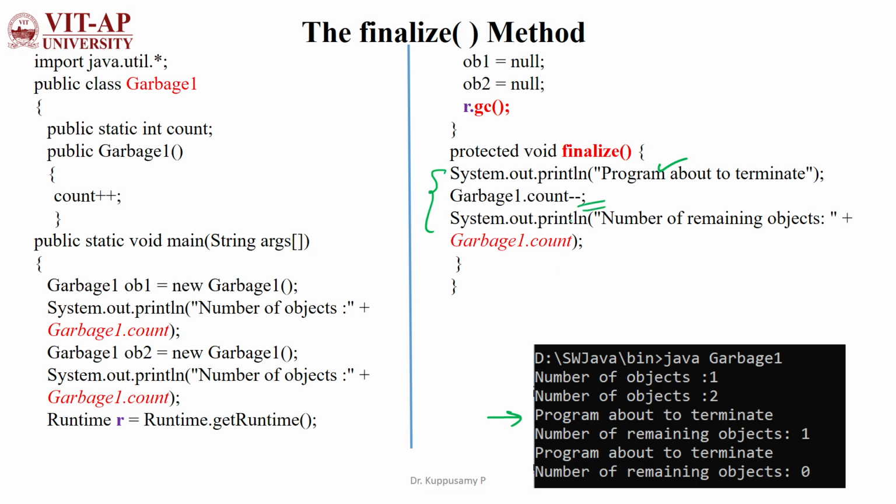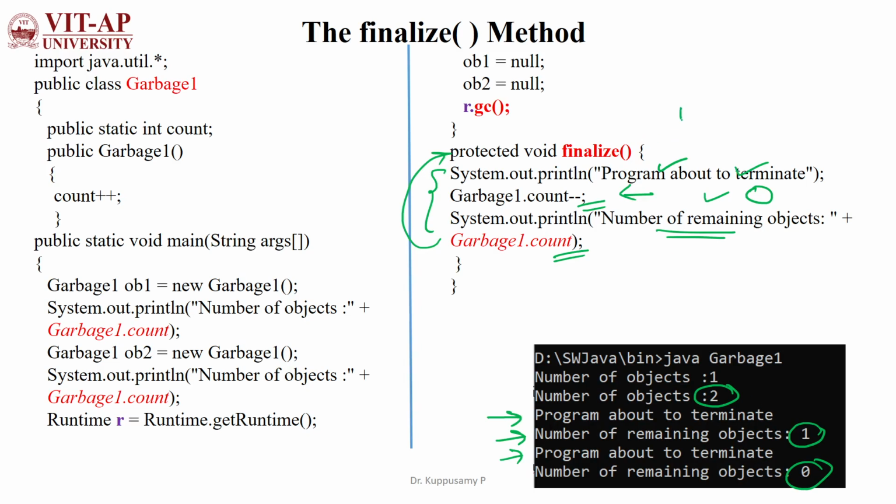Then we are decreasing the count of the variable. The count of the variable is now 2. Then we are decreasing by 1 the number of remaining objects, you see. So this displays that the number of remaining objects is 1 because we have decremented 1. Then again it will be called by itself for the objects which are available: program about to terminate, second time, which decreases the count by 1. So now the count value becomes 0. Garbage1.count is here 0. Now it will automatically stop.